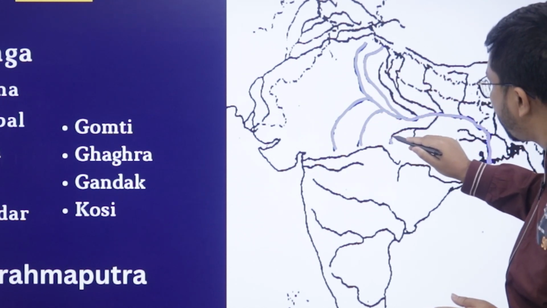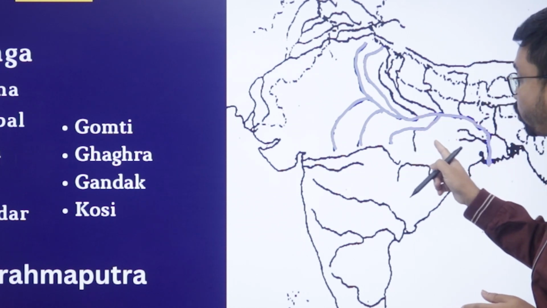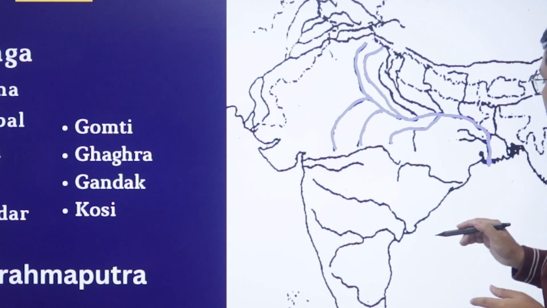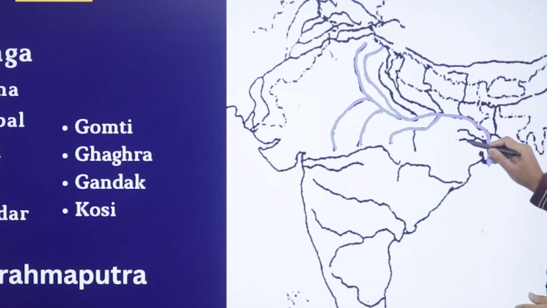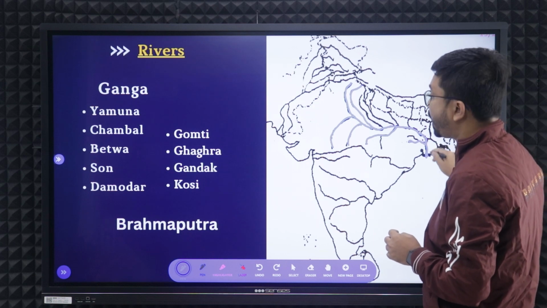The next one is the Son. Remember, for that river you need to mark the upper line only. There are two lines you can see, only the upper line is for Son. And the Damodar, remember, is over the West Bengal part, so that will be for the Damodar river.